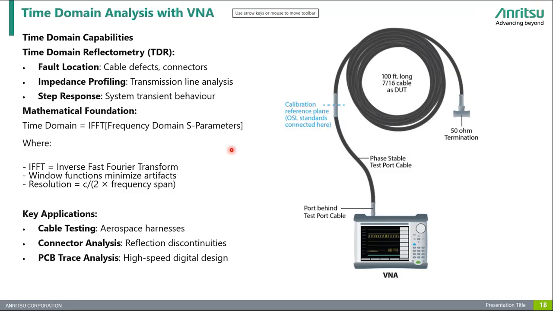The mathematical foundation of a TDR in a VNA is based on the inverse fast Fourier transform of the frequency domain S parameters. The diagram on the right illustrates a typical TDR setup using a VNA. It includes a 100 feet cable as the DUT, a 50 ohm termination, and a calibrated reference plane. The use of phase stable cable is crucial to maintain measurement accuracy. In summary, TDR with VNA is an invaluable tool for non-destructive testing and troubleshooting in applications like wire harnesses, high-speed PCBs, and RF interconnects.